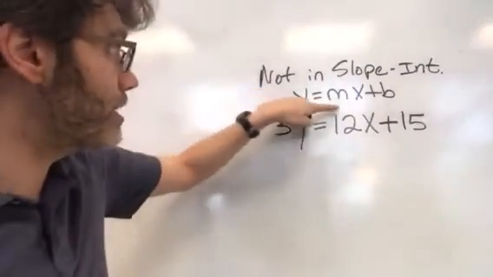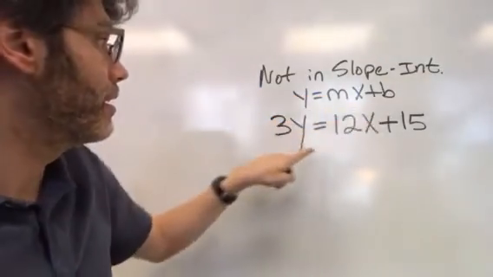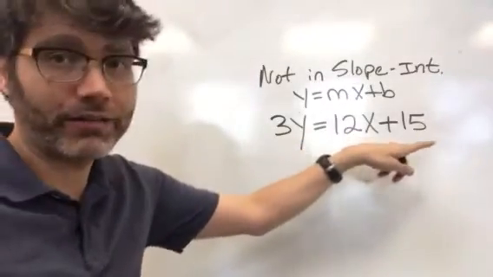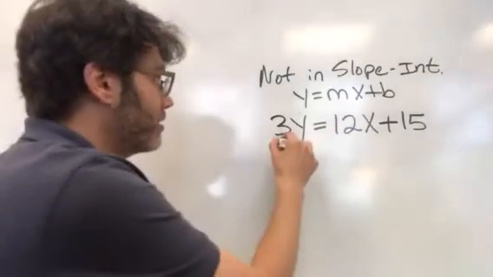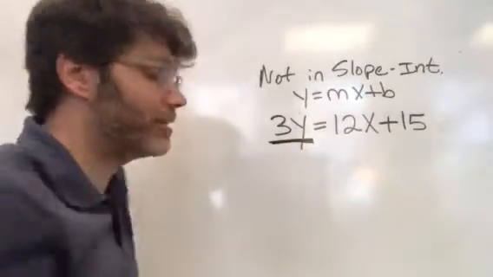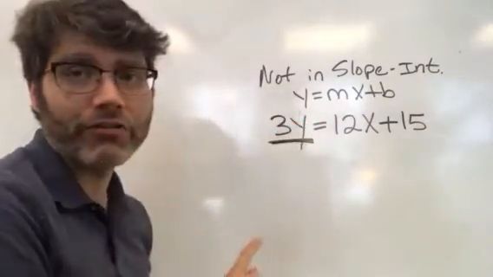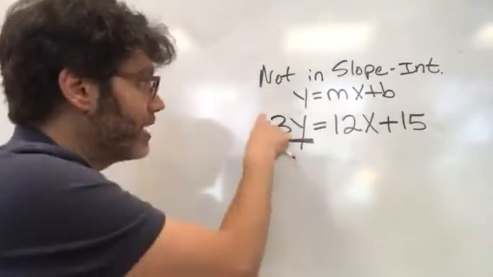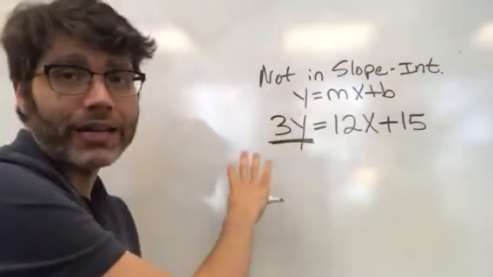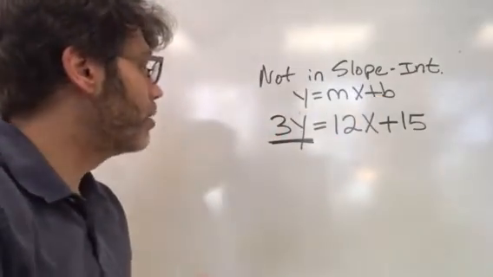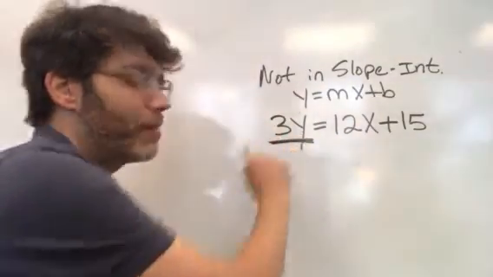Slope-intercept form is y equals mx plus b. It's not 3y equals mx plus b. So this needs to be taken care of because it just needs to be y by itself. It can only be y by itself. If there's anything here other than y, it is not in this strict form. So what we're going to have to do is get y by itself.